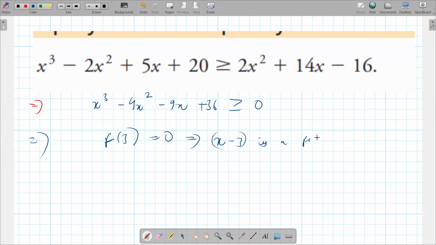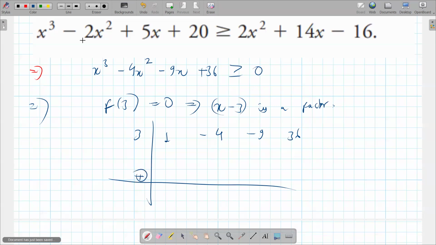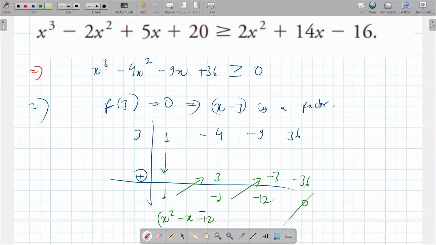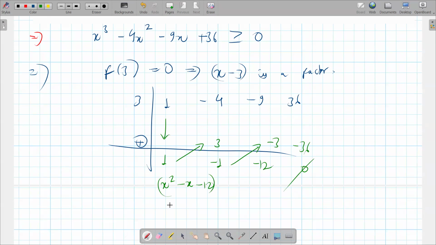a factor, right? And then what we do is we do synthetic division. 3 on the outside, and on the inside you have the coefficients of all these terms. Anything missing? Nothing's missing. Now let's do synthetic division. Not that difficult. 1 comes there. 3 times 1 will go here, so that's a 3. -1. That's -3. That's -12. That's -36, which is 0. So our quotient is x squared minus x minus 12, which is x minus 4, x minus 3.